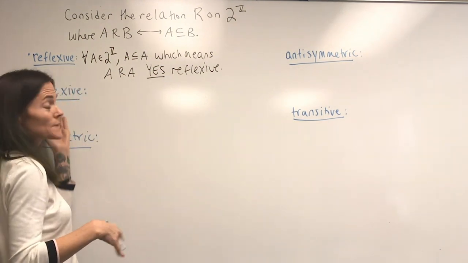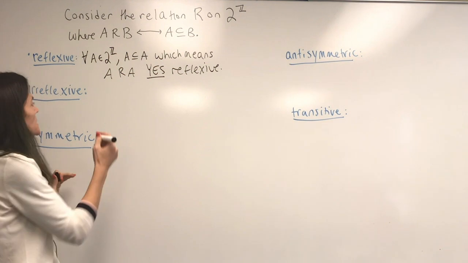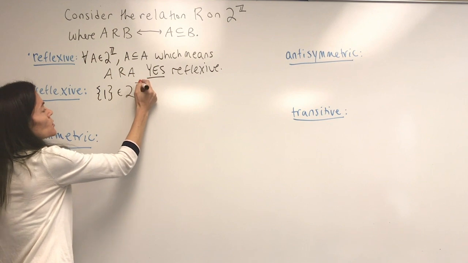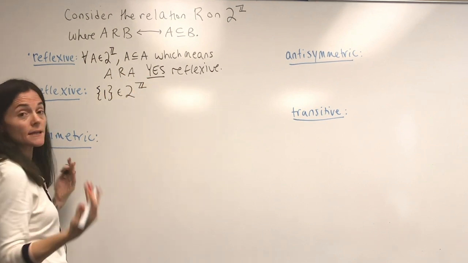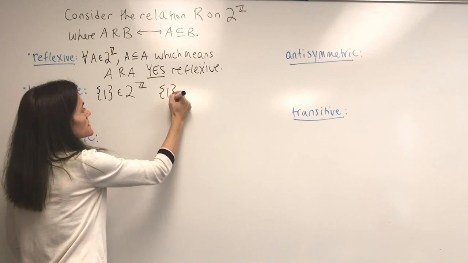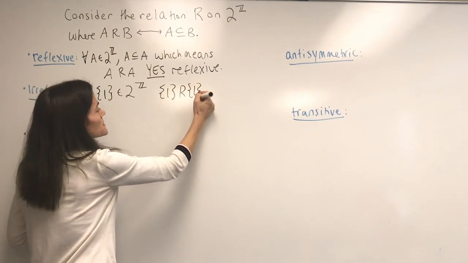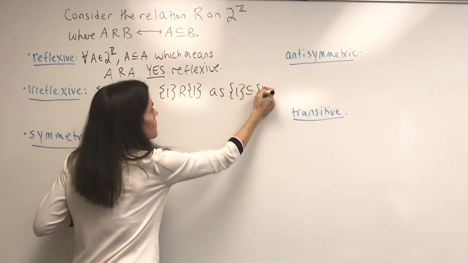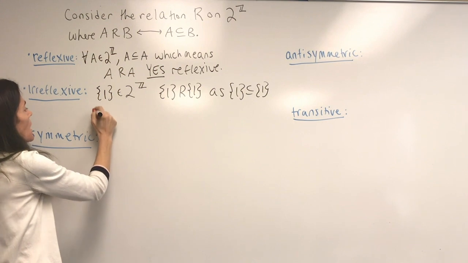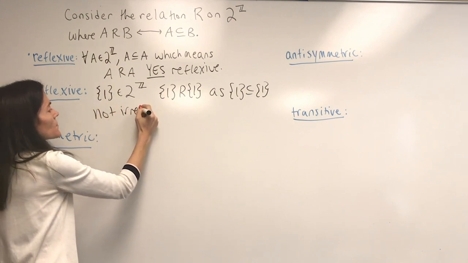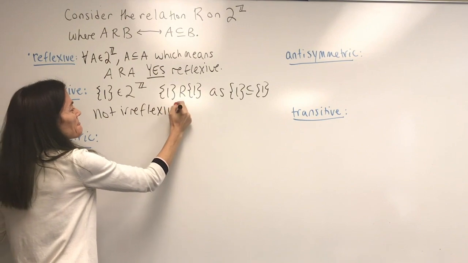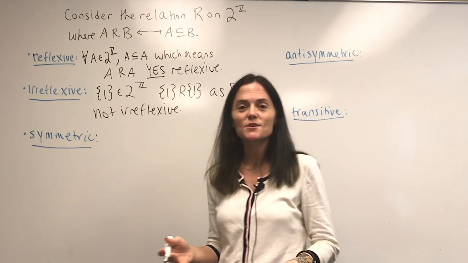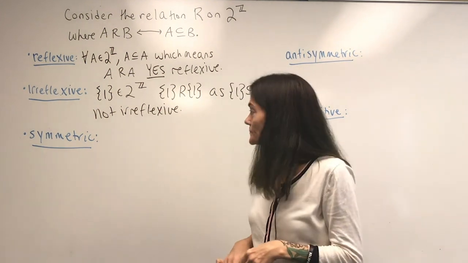Well, it's not irreflexive, and to disprove it, you just need one. So you take one element in your set 2 to the Z. This is a set containing 1, and this set is related to itself because it is a subset of itself. So it's not irreflexive. This is a counterexample. Irreflexive says that for all, in this case, subsets of the integers, you cannot be related to yourself.